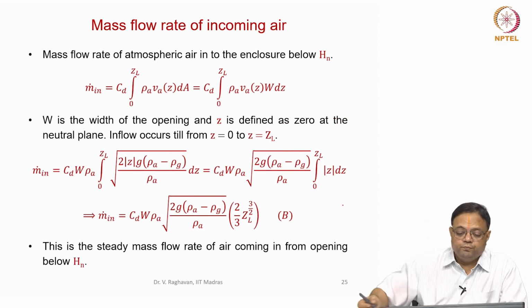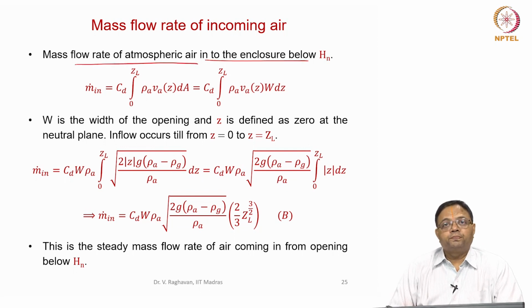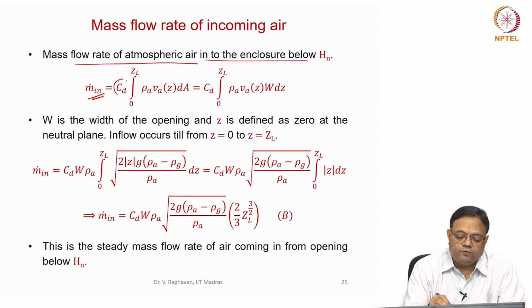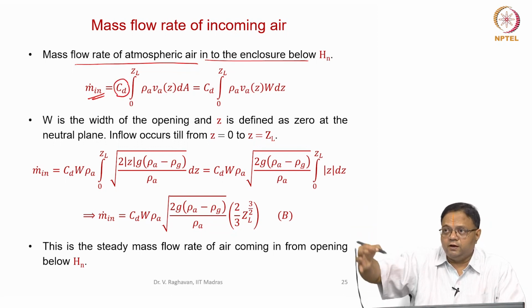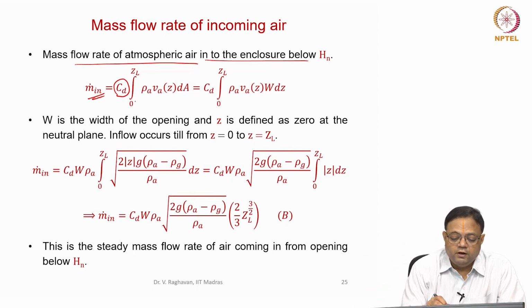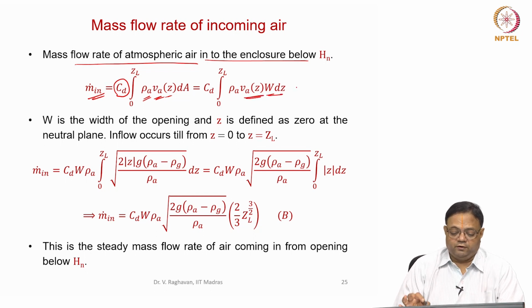Now what is the mass flow rate of the atmospheric air into the enclosure from the region below the neutral plane? That is again calculated in a similar manner. There is the coefficient of discharge, there is an area variation, and also there are some viscous effects. So there is a coefficient of discharge, integral 0 to ZL, rho a Va Z dA. Now rho a is constant, and Va is Z into W into dZ, same thing what we have done.